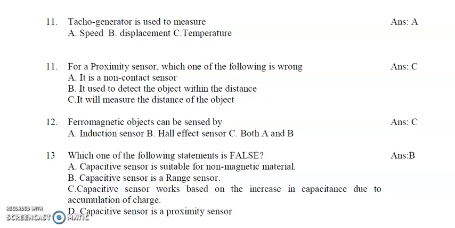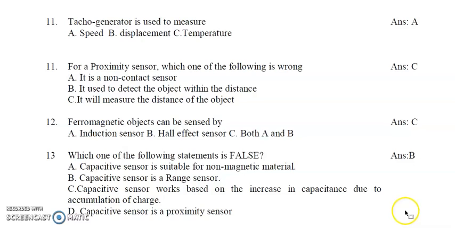For a proximity sensor, which one of the following is wrong? A. It is a non-contact sensor. B. It is used to detect the object within a distance. C. It will measure the distance of the object. So obviously a proximity sensor is a non-contact sensor. That is correct. Second one, it is used to detect the object within the distance. That is also correct. The third one, it will measure the distance of the object. That is the wrong statement actually. So answer C is the right answer.